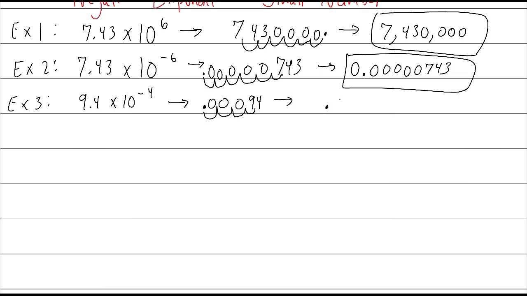So 0.00094. Put that 0 in the front there. I like the 0 in the front. Okay, so I wrote these numbers from scientific notation to standard notation.